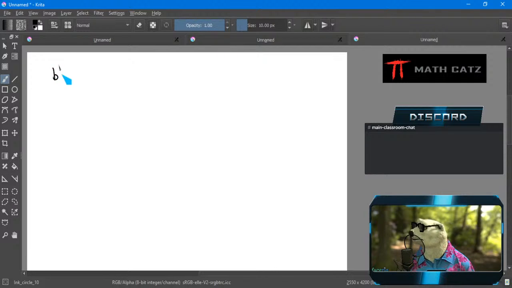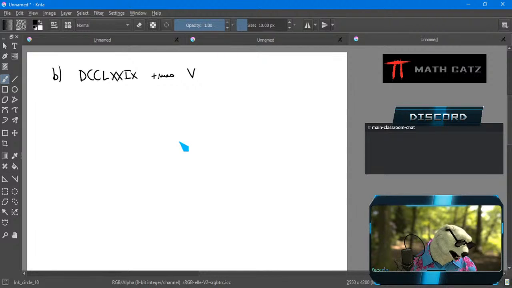Exercise 5.8, the second one. Ooh, that's a longer one, so let me write that down. D, C, C, L, X, X, I, X times, so I don't confuse my times symbol with a 5. Didn't we just do a 5? That's not very original. But of course, you can make up a ton of these, right?